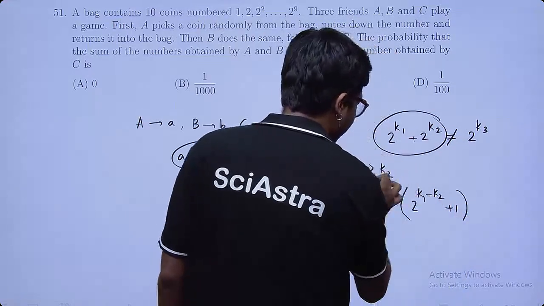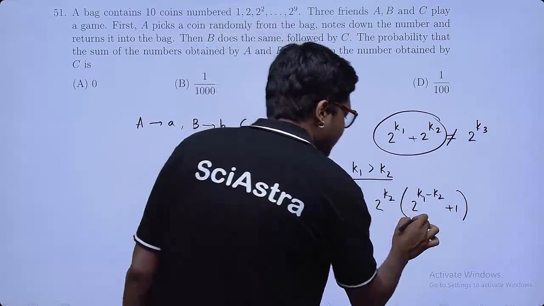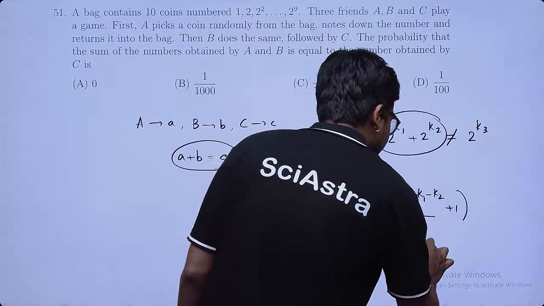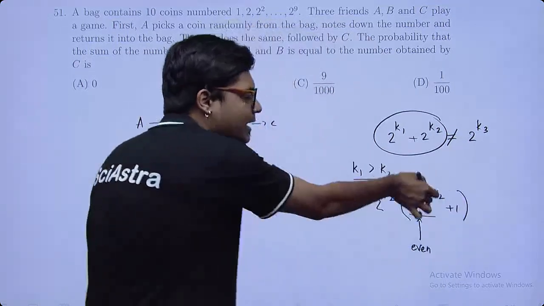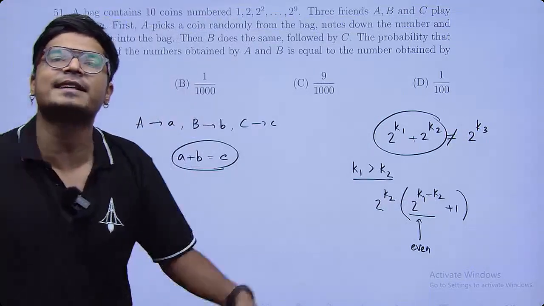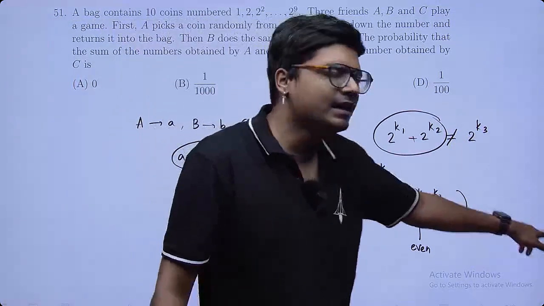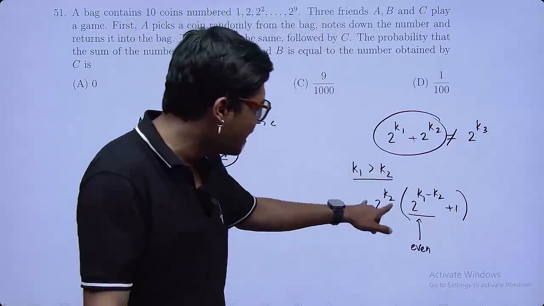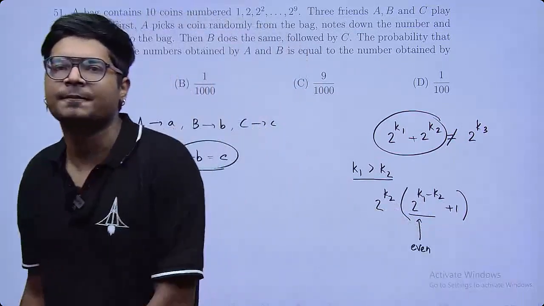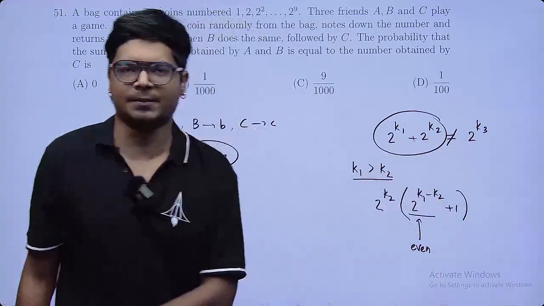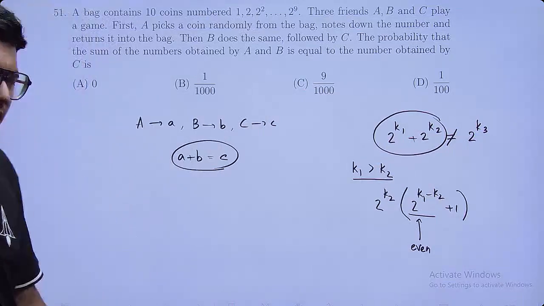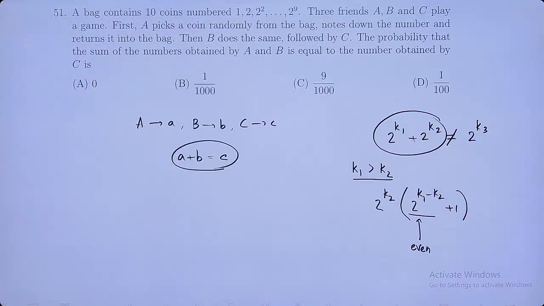Now see, if k1 is strictly greater than k2, this is an even number. So even plus 1 is odd, right? So this entire number has some odd part to it, which is greater than 1. Can this ever be equal to a power of 2? No, right? It's some power of 2 times some odd number, okay? So you can't add two different powers of 2 and end up with another power of 2, right? This is the small observation that you had to make in this question, okay?